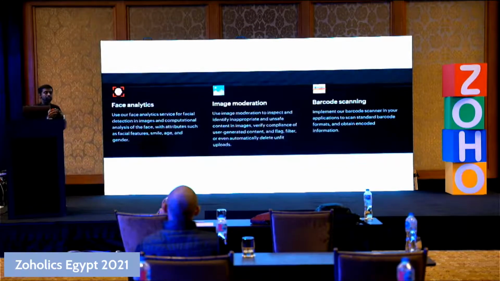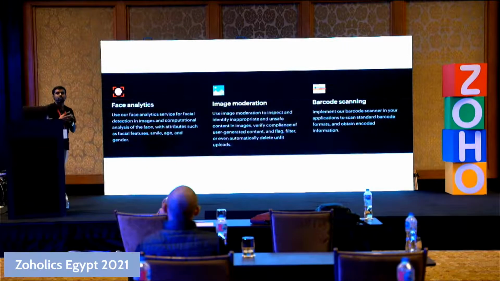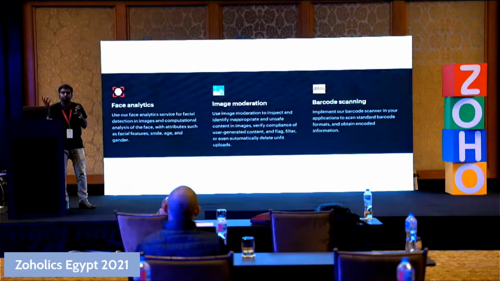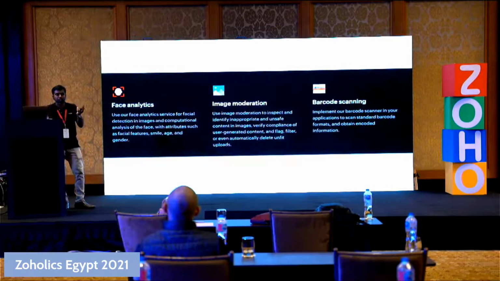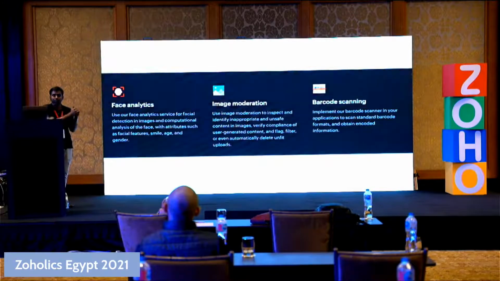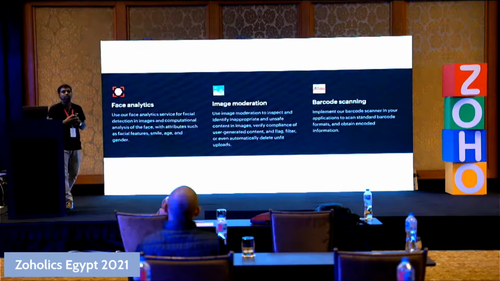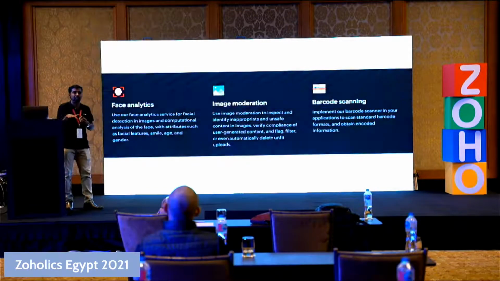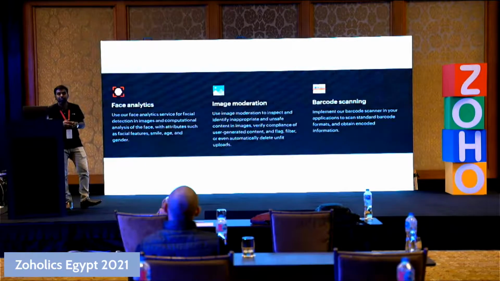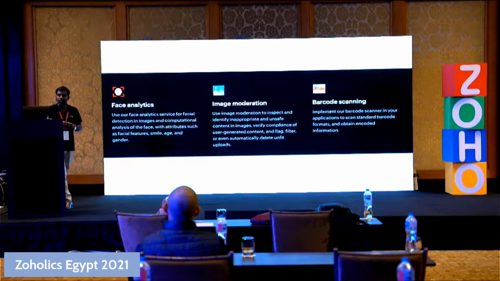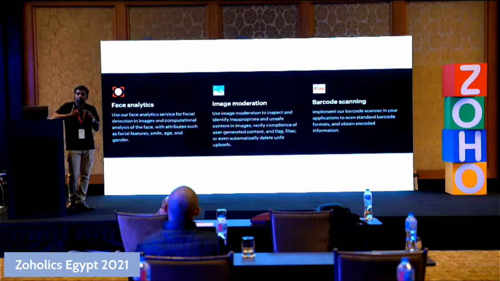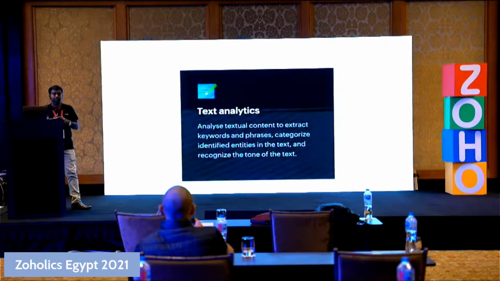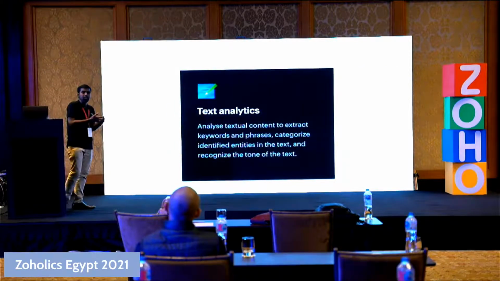Beyond these, we also have face analytics, which, if you give an image, will help you identify how many people are there, their skin tone, etc. All that data is available through a REST API. We also have image moderation, which, when you upload an image, will say whether it is an acceptable image or not, whether it is a sensitive image or not. We also have barcode scanning, from which you can scan any barcode and get the result as an API, or you can generate a barcode through an API. All of these I mentioned are image features.